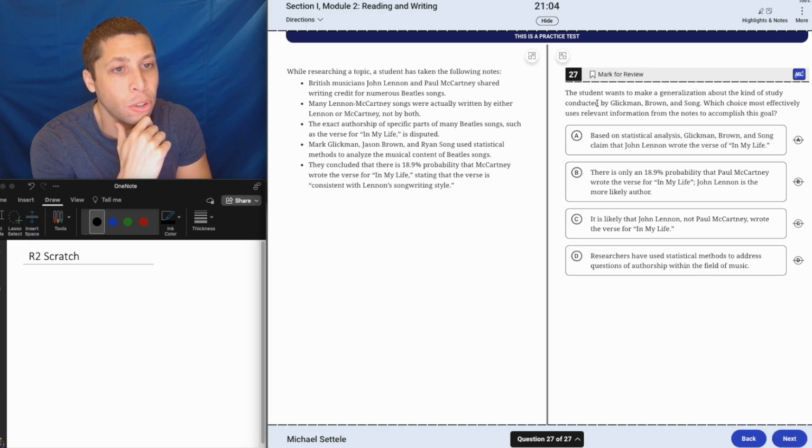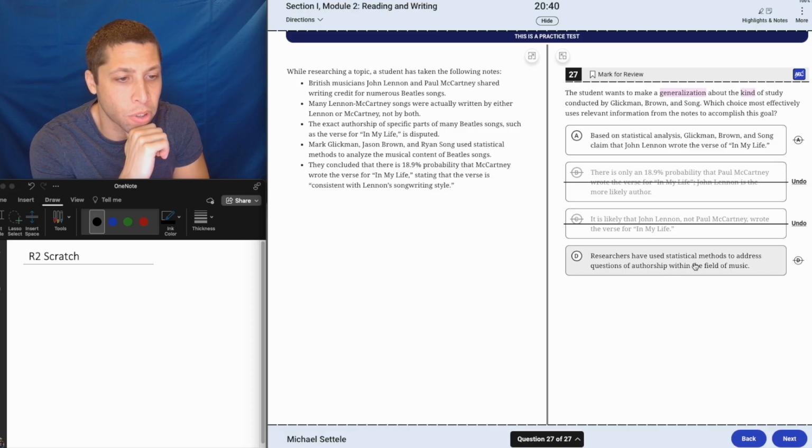The student wants to make a generalization about the kind of study that these people did. Based on statistical analysis, these people claim that John Lennon wrote the verse. Okay, that's a kind of study, a statistical study. There's only an 18.9% probability that he wrote it. John Lennon is the more likely author. So what kind of study was it? I have no idea. It is likely that John Lennon, that's a finding. Researchers have used statistical methods to address questions of authorship.